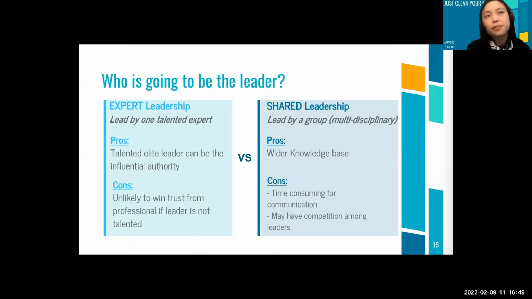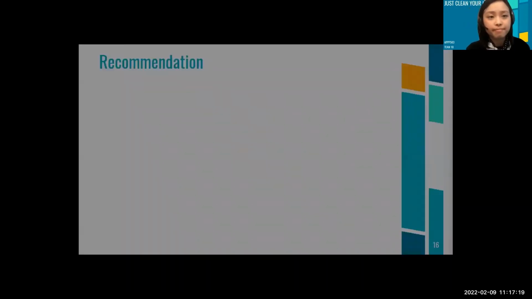As you guys have mentioned before, a hospital can be quite a hierarchical system. So in our discussion, we would suggest expert leadership in the case of London Health and Science Centre, if there is an elite leader who is willing to take up the role. Because for the case of London Health and Science Centre, an elite leader would be effective to win trust among the physicians and unify all the subgroups. So I will pass to Vinod to give us the recommendation.